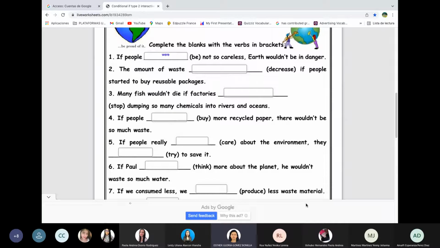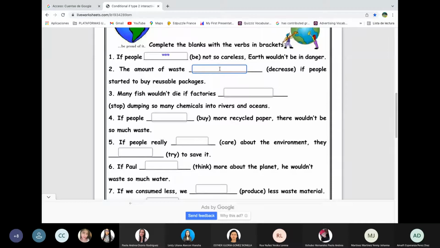Very good. Now, the second one, with the verb decrease. The conditional is in the second part. Mire, observe que the conditional is in the second part. The amount of waste, conjugate the verb decrease, if people started, past tense, to buy reusable packages. What do you think is the verb here? Decrease.